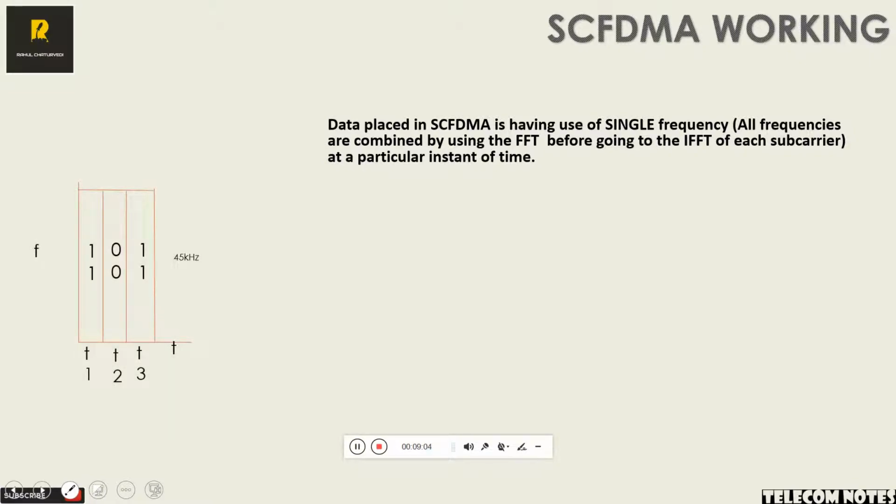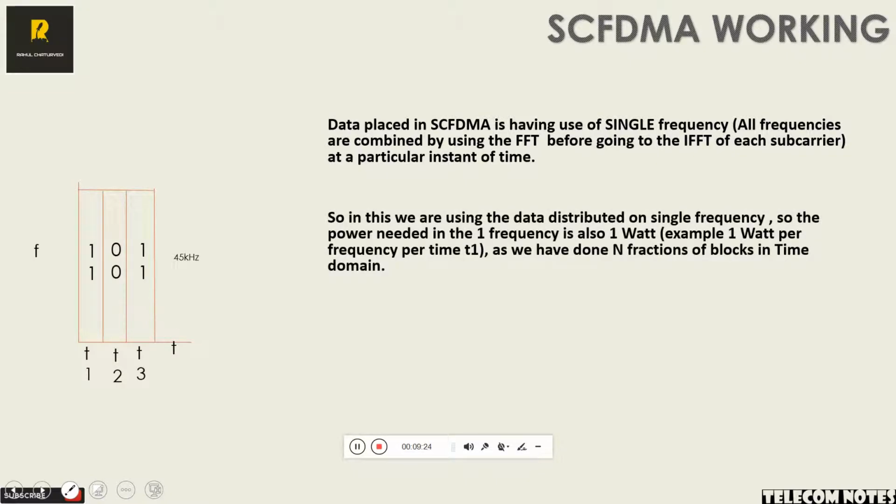As you can see here, the frequency remains the same because it's been combined by using the FFT, and the time domains are different now. The mapping right now, 110011, is not in parallel but in series form. Here the data is distributed on a single frequency, so the power needed in a single frequency is also a single watt. Example, 1 watt per frequency per time t1.